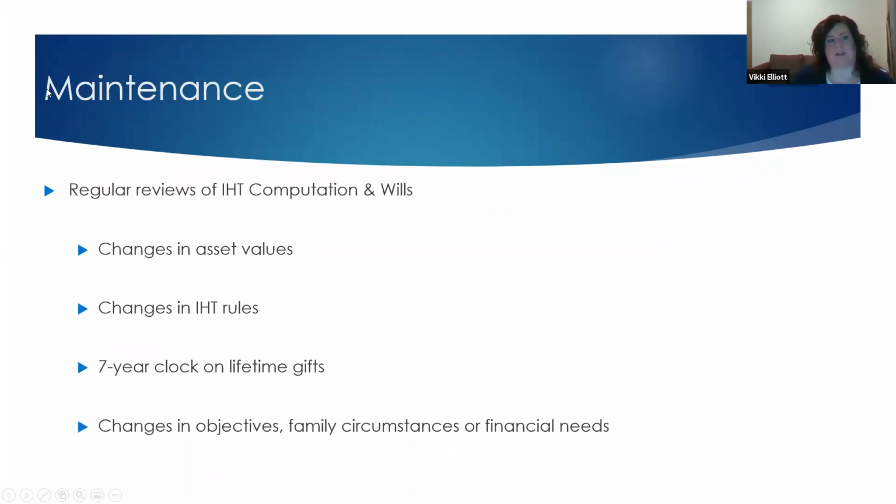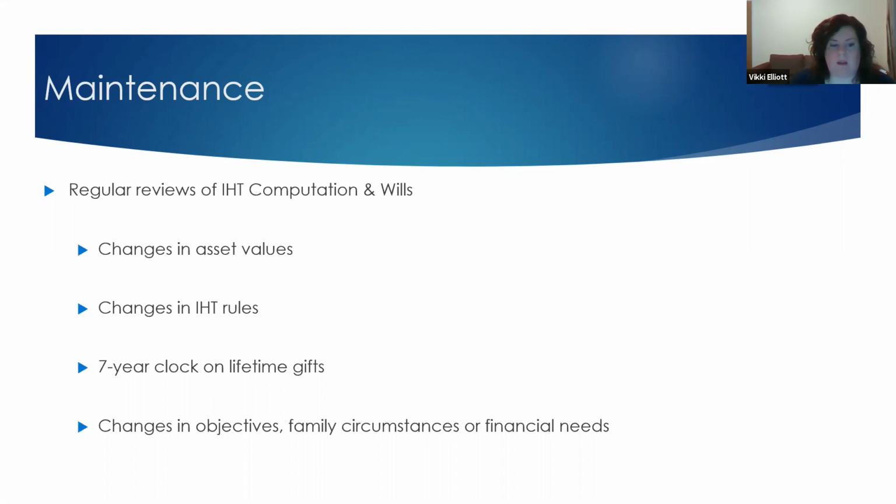And then finally, it's on to maintenance. So regular reviews of the inheritance tax computation and will. So this is after you've come up with a strategy, you've checked the obstacles, you've put everything in place that you're going to put in place. It's all been implemented. You need to make sure that you keep an eye on it in the future. So this isn't a once and done job typically. You've got to keep an eye on it because asset values are going to change. There may well be changes in the tax rules.